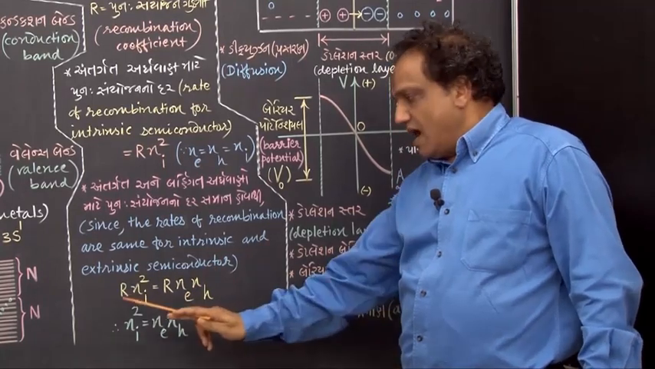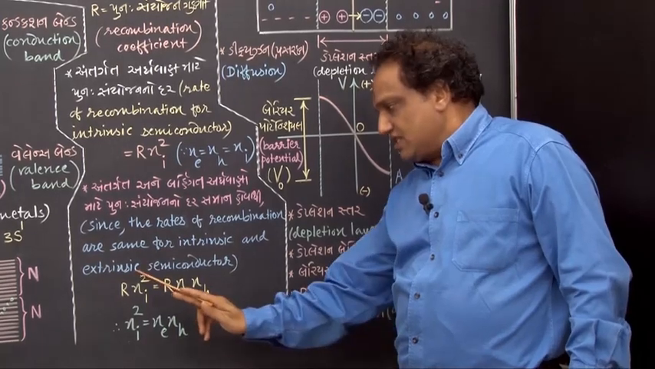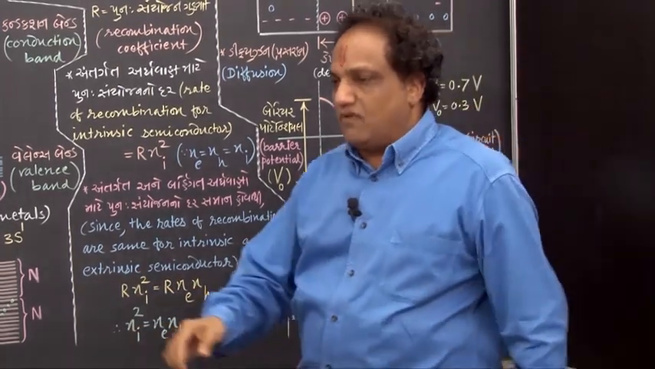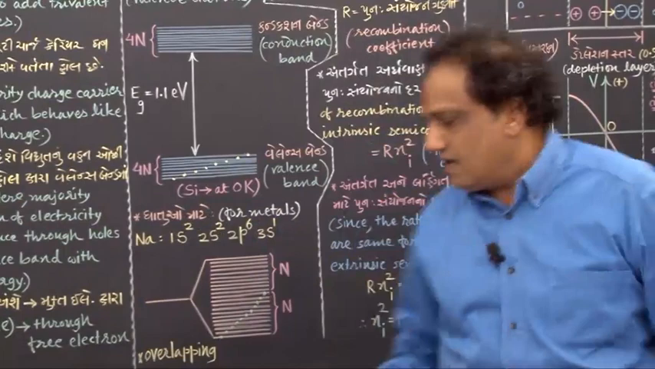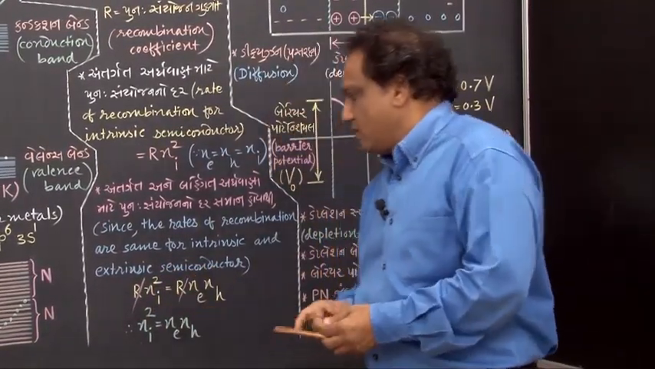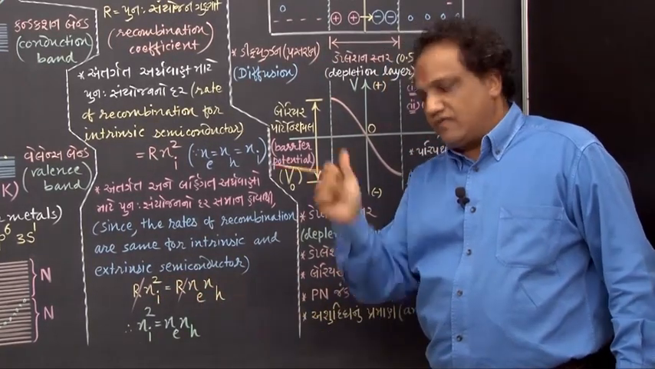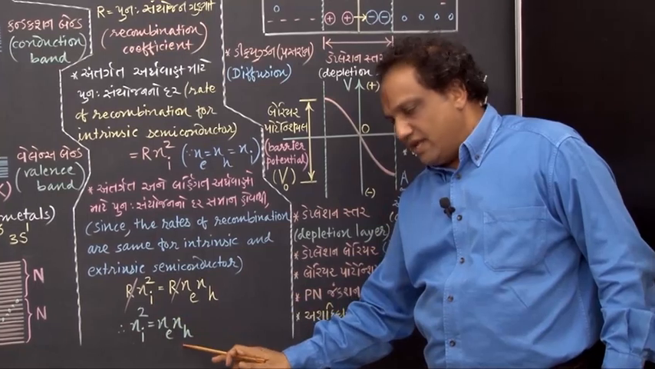R into Ni square should be equal to R into Ne into NH. Now just cancel R from both the sides. If you cancel R, then Ni square will be equal to Ne into NH.